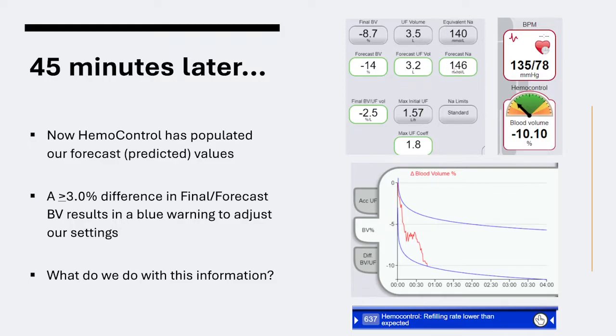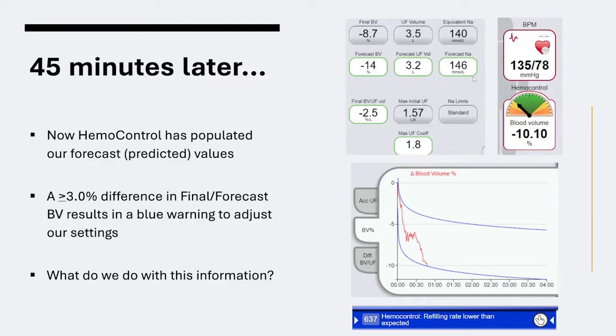And then over here on the other side, so again, the prescribed sodium is set to 140. However, it's currently indicating that the forecast sodium, the sodium that it predicts the patient will end at currently, is 146. So again, significantly higher than what we'd like them to come out at. However, this is early in the treatment, so we can certainly work on correcting this.